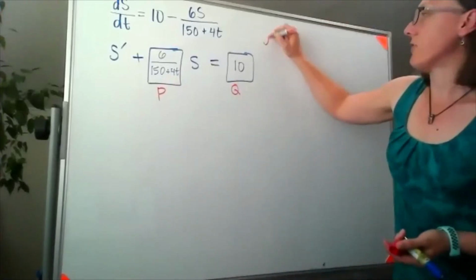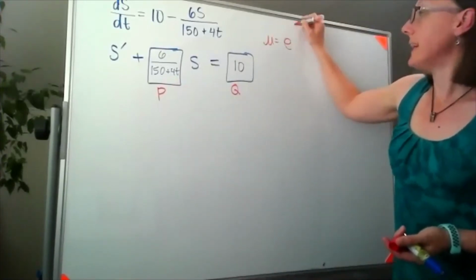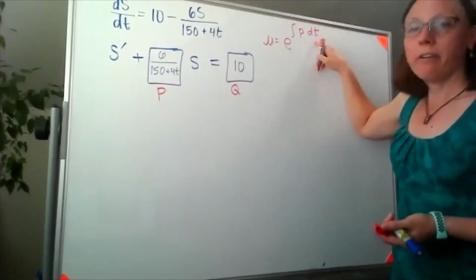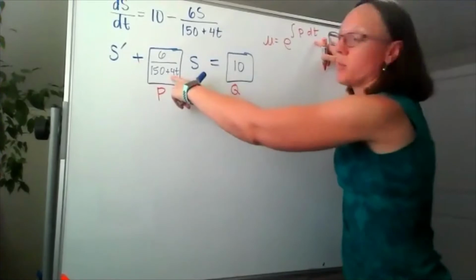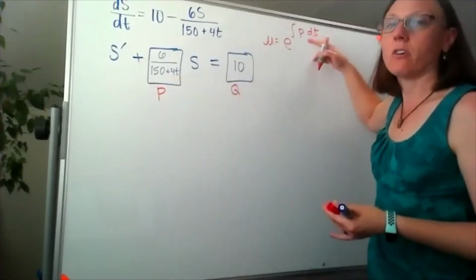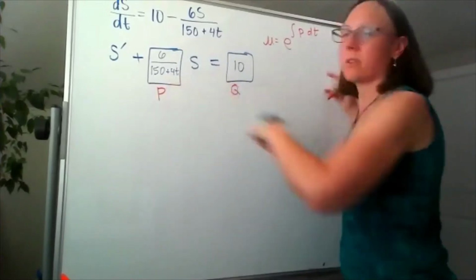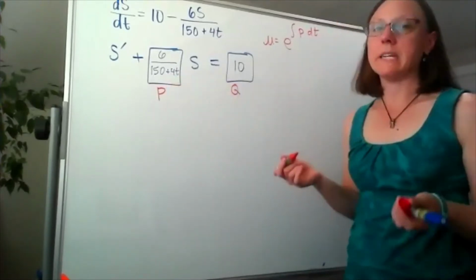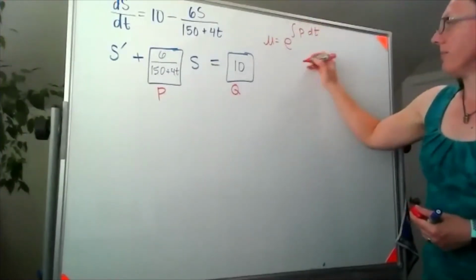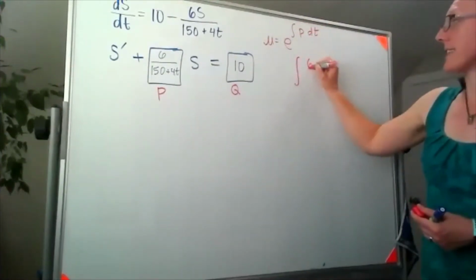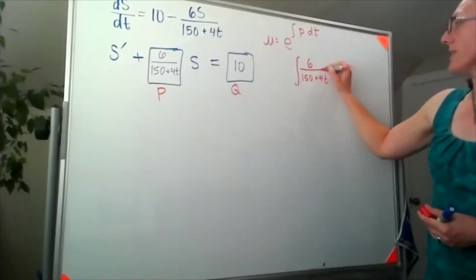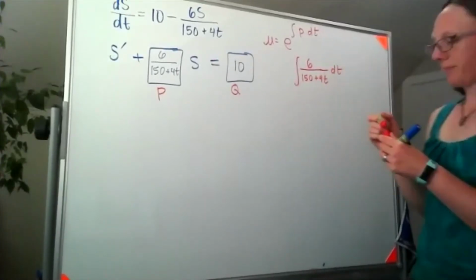Our integrating factor, or mu, is going to come from e to the integral of P dt. And what variable goes with here is just whatever letter is here. So if this had been with respect to x, that would be the integral of P dx. But because we're with respect to t, it'll be the integral of P dt. So thinking about that integral, we're going to be integrating 6 over 150 plus 4t dt.